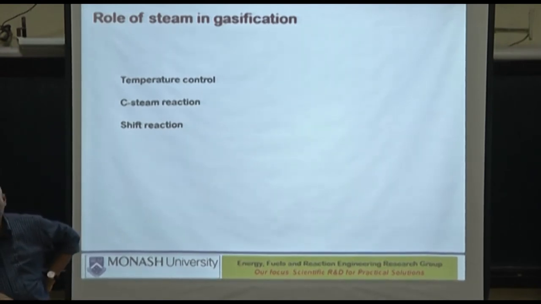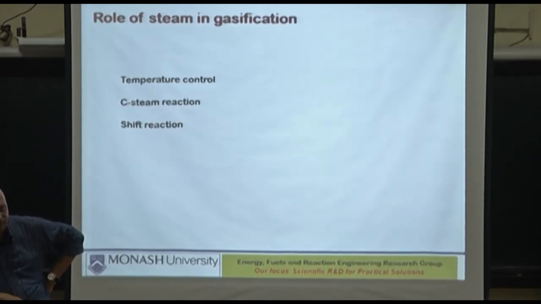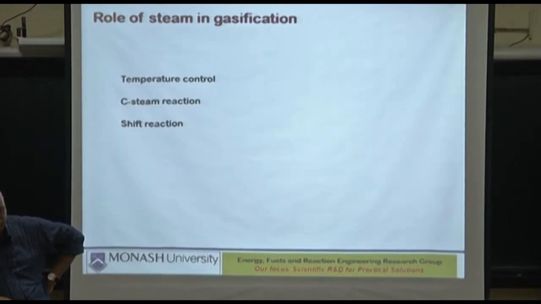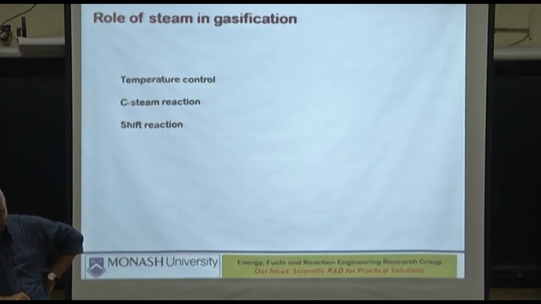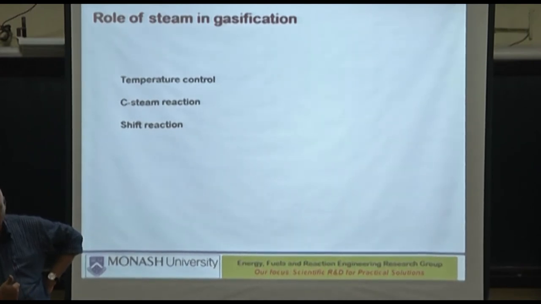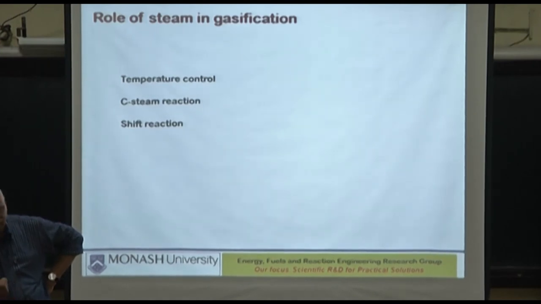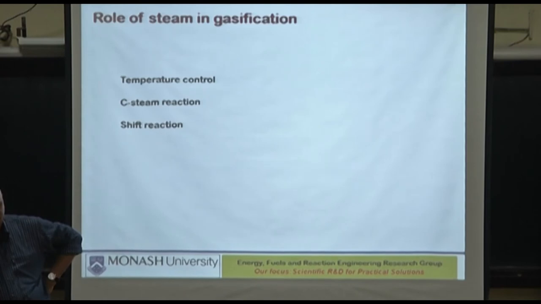If you then consider that, okay, now I will control the temperature by CO2, then it will control the temperature, but it will also give rise to the Boudouard reaction, C plus CO2 giving you CO. So you will then have to think, is this additional CO that it is giving going to affect my gas composition or not? Because if it does so, then you will have to have some other means of controlling the composition after the gasifier in some kind of a reactor, which can be a shift reactor.